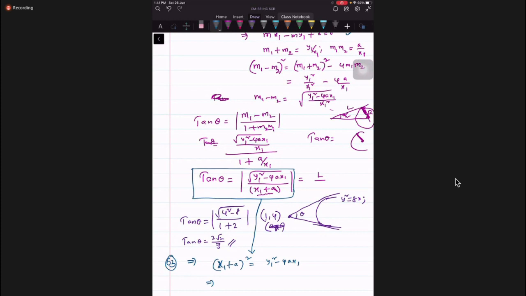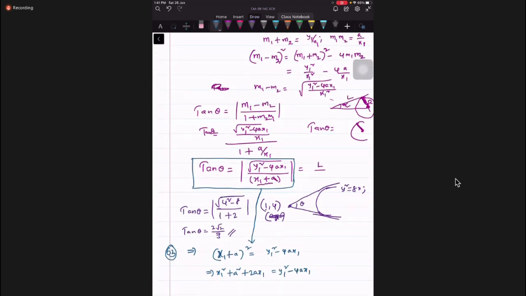We should simplify. So x1 square plus a square plus 2a x1 equal to y1 square minus 4a x1. Now x1, y1, you replace x and y, you'll get the answer. Is it fine, students? All of you?